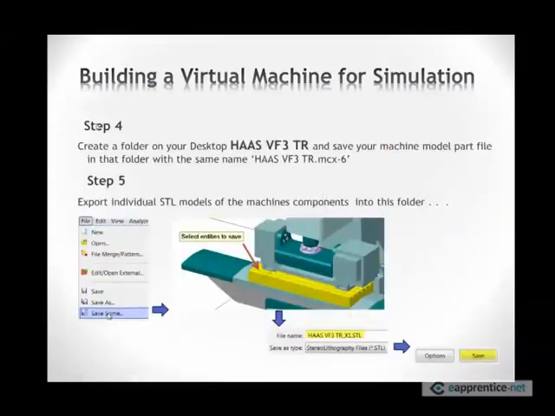And then the next step, and this is very important, is to create a folder with the machine name, whatever you want to name the machine. I named this machine VF3TR. And I usually put this folder on my desktop and save this model file, the modeled up machine, into that folder, and I call it the same name. In this case, it's VF3TR MCX6.